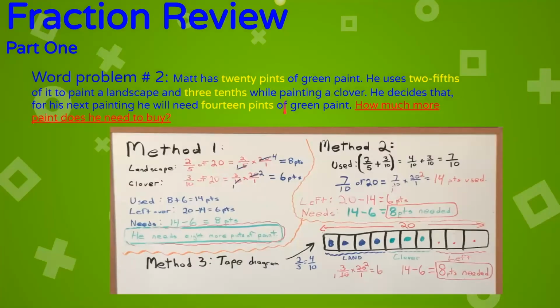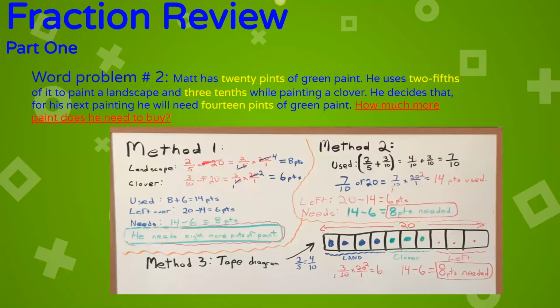And welcome back. I actually was able to come up with 3 different methods to solve this problem, and you hopefully recognize one of them, or use maybe 2. First, the question is, how much more paint does he need to buy? Now, what do we know? He started out with 20 pints. He used 2/5 of that while painting a landscape, and 3/10 while painting a clover. And we know he needs 14 pints to finish his next project. So let's look at what we did in method 1.